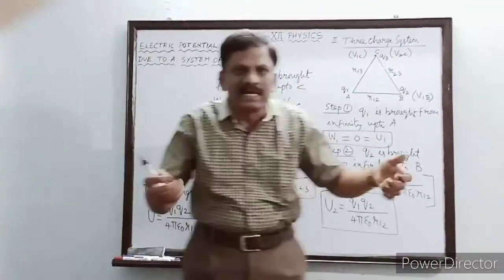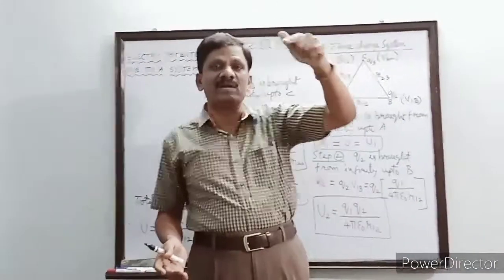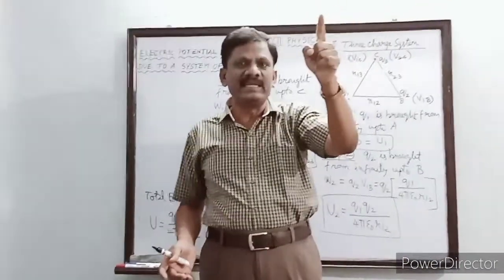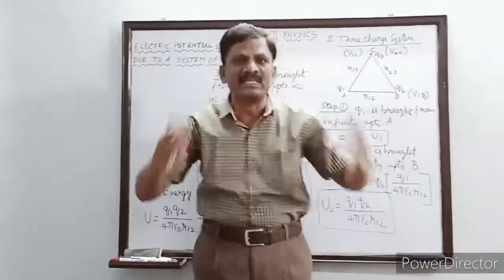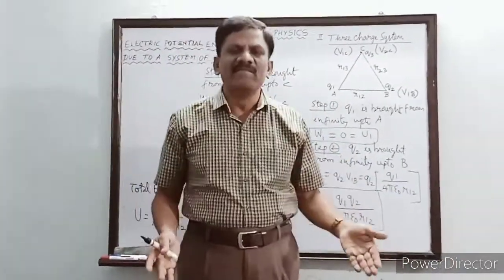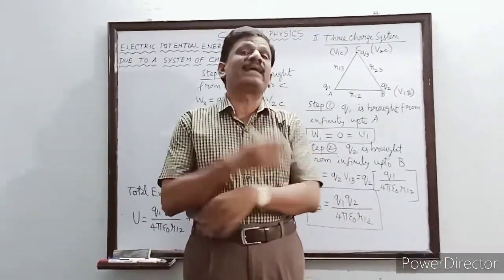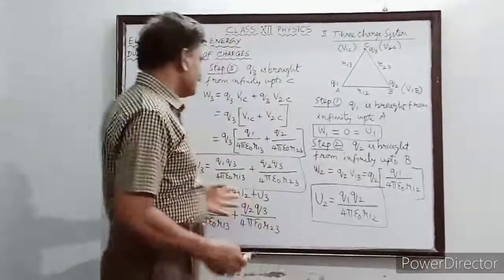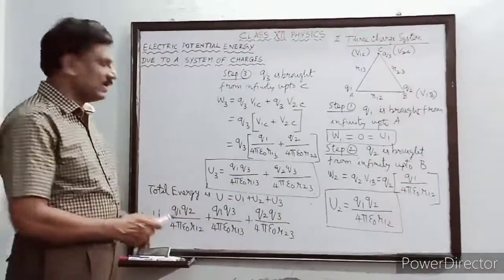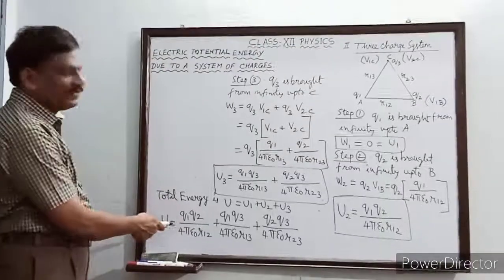Then after the two charge system is configured, the third charge Q3 is brought from infinity to the point C against the electrical repulsion by how many charges? Two charges. Both Q2 and Q1 will repel. So against the repulsion of these two charges, work has to be done, and hence we have got the third step, and the total energy of the system consisting of three charges we have derived.